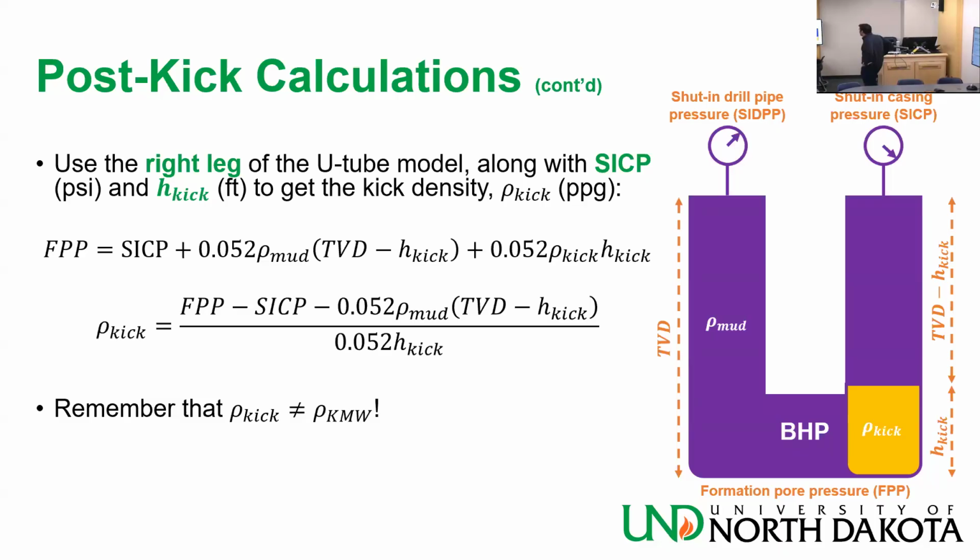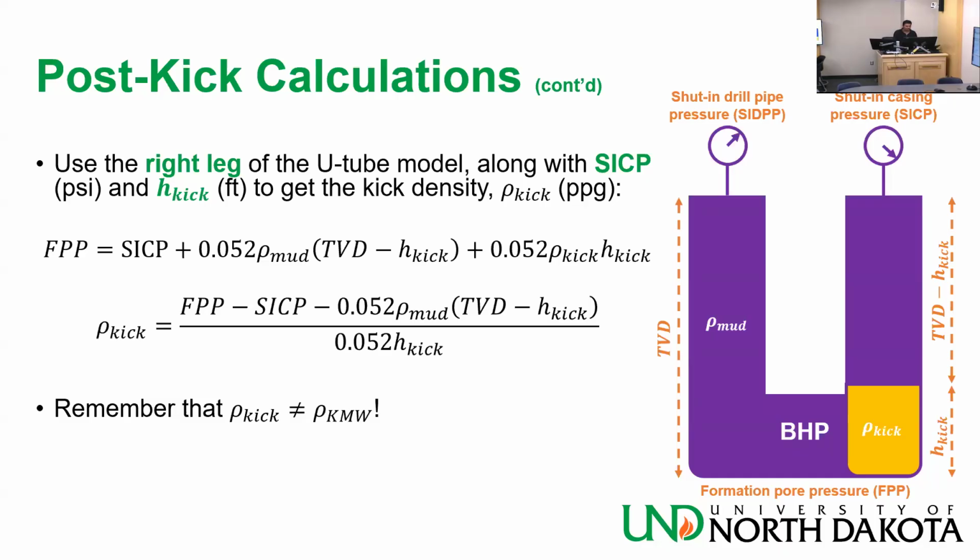But think about it, you can have gas at very high pressure, and you can have heavy oil at very low pressure. If you have gas at very high pressure, rho kick would be very low and rho KMW would be very high. If you have heavy oil at very low pressure, it would be very high rho kick and very low kill mud weight. There wouldn't be a kick in that case to begin with. But I'll add here that I would expect my rho KMW to be bigger than the rho mud.